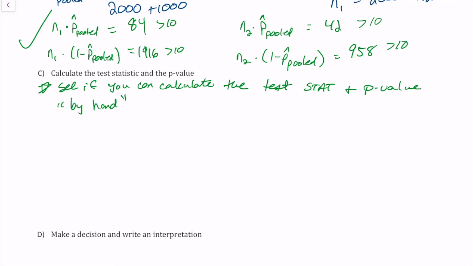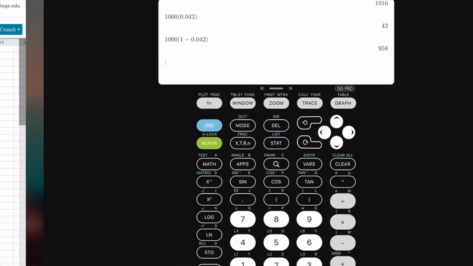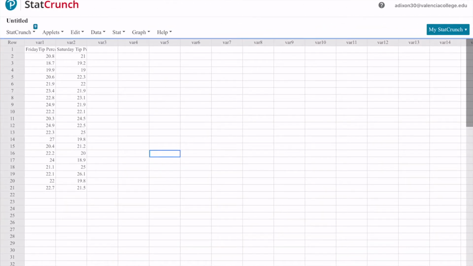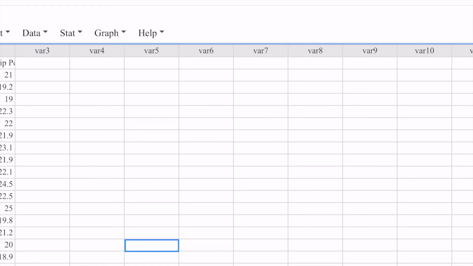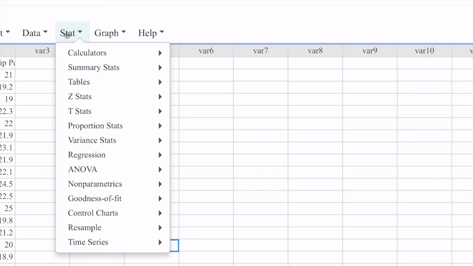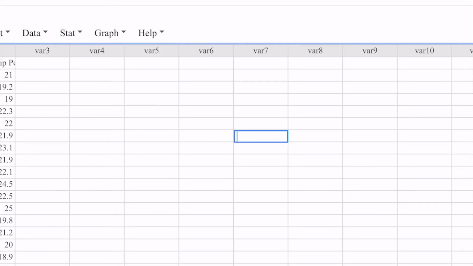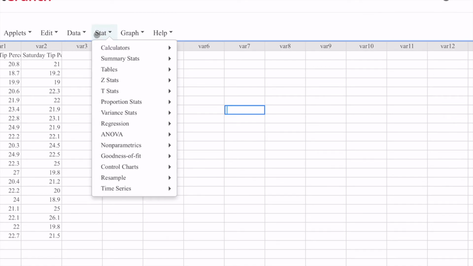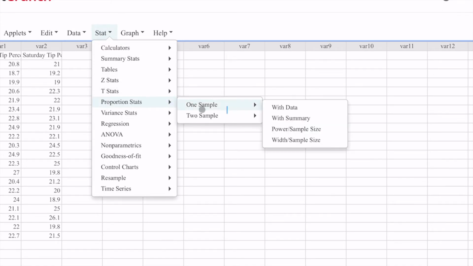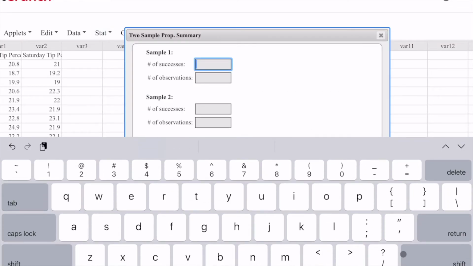So let's go over to StatCrunch, okay? So how do we calculate this two proportion z-test? So what we do is we go to the stat submenu. Let me zoom out just a little bit. We go to stat, we go to proportion stats. We're going to go to two sample this time, and we're going to do it with summary. We have the summary data, okay?